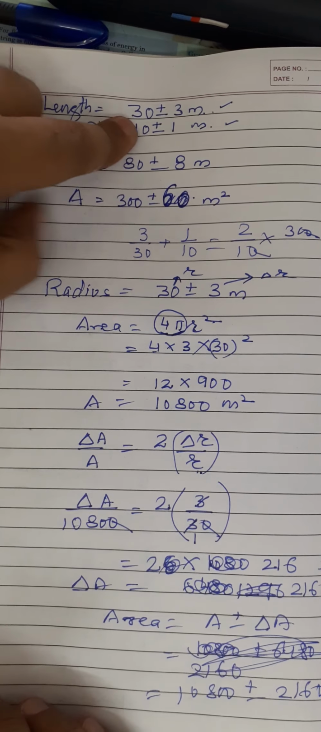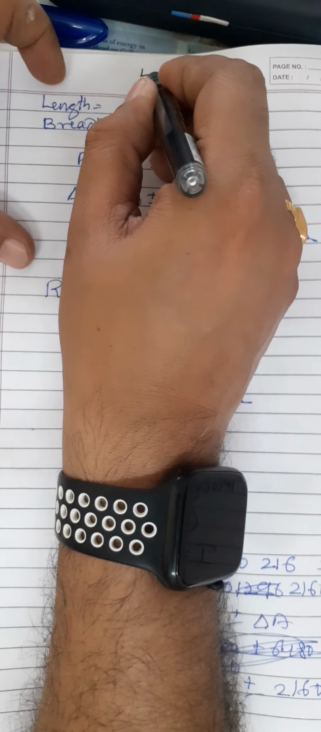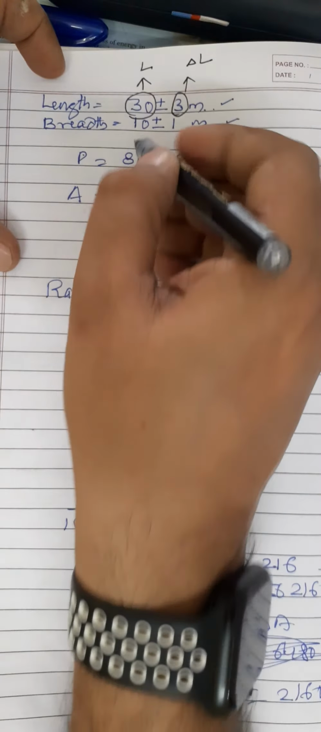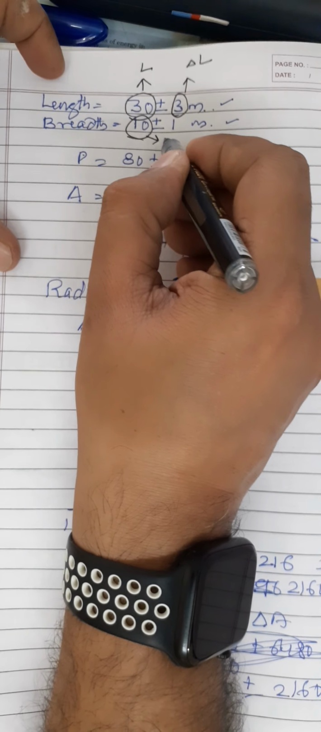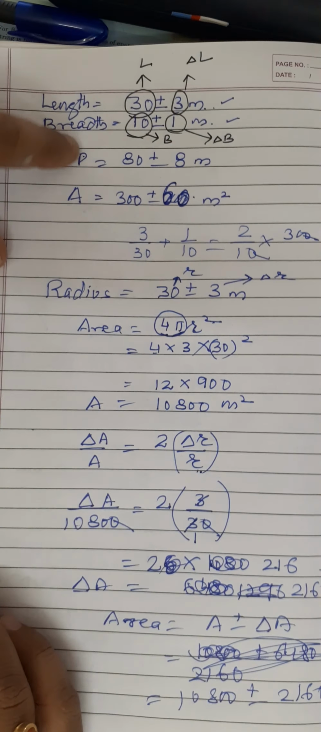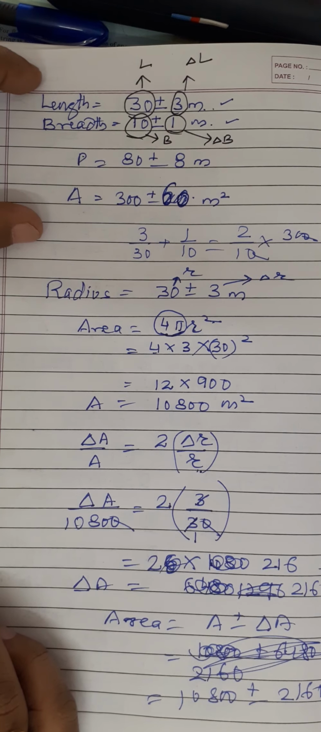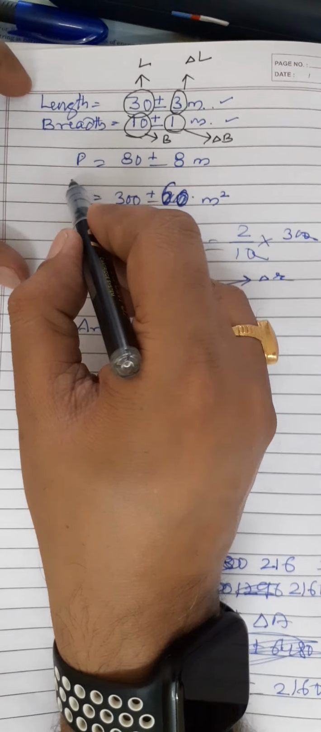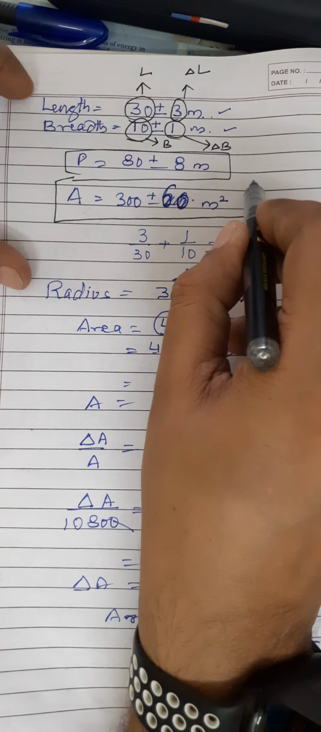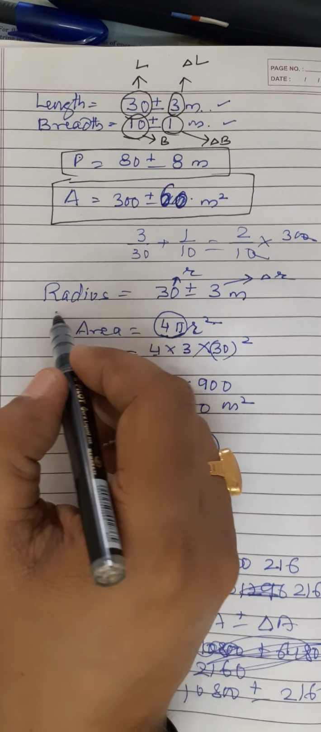Suppose we have a rectangle of length 30 plus minus 3. So this 30, as you know, represents length, and 3 represents possible error in the length. And breadth is 10 plus minus 1. So breadth is 10 and this 1 is the possible error in the breadth. Now perimeter, if you solve in the similar manner, will come out to be 80. This question you have to solve yourself. This will be your answer. Perimeter will be 80 plus minus 8. In the similar way, area will be 300 plus minus 60 meters square. Clear?